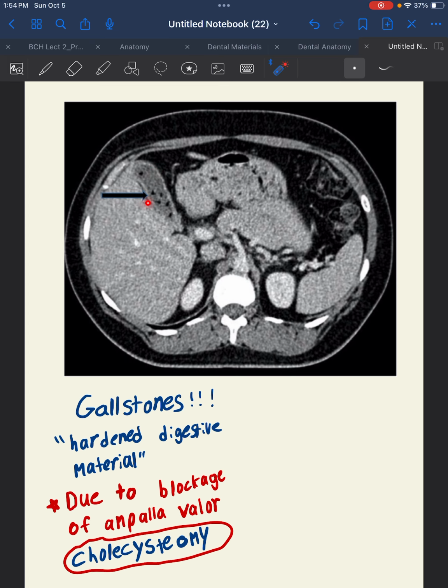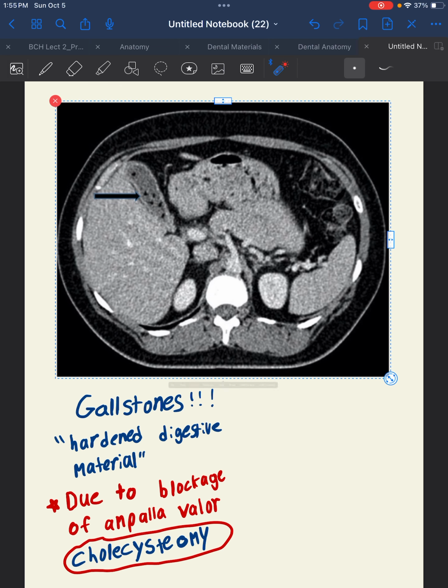And for a test question, you'd probably just see a CT scan. They would ask what organ is abnormal. If you see the gallbladder with those black specks in it, that means it has gallstones and there's a problem. Not really always a problem, but could be a problem.